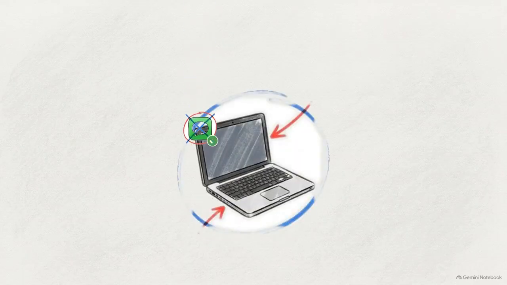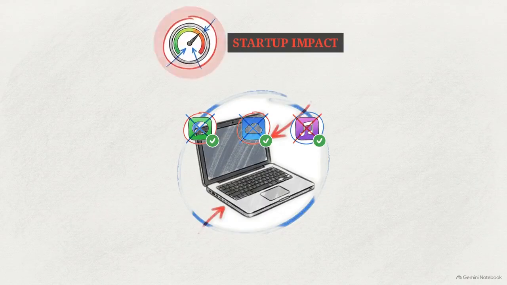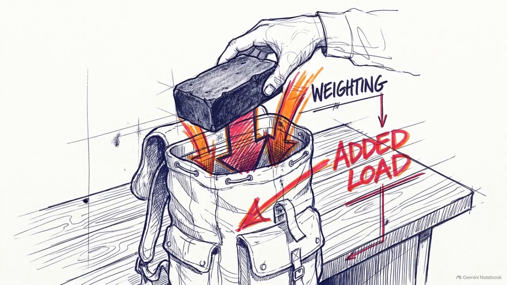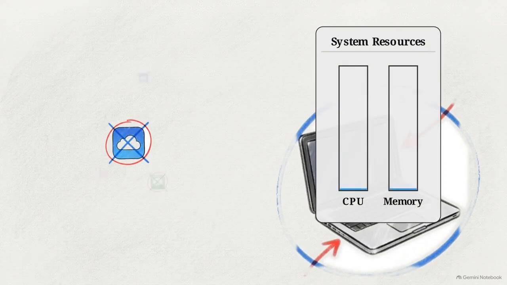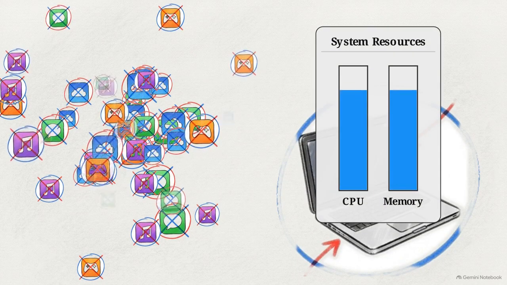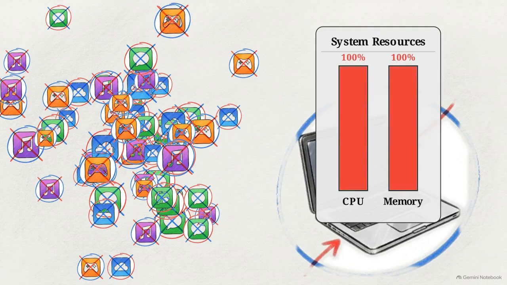Every time you install a program that grants itself permission to auto-start, you are adding another one of those bricks to your system's backpack. When dozens of these background apps attempt to launch at the exact same moment, your computer exhausts its processing power and memory just to reach a baseline idle state.